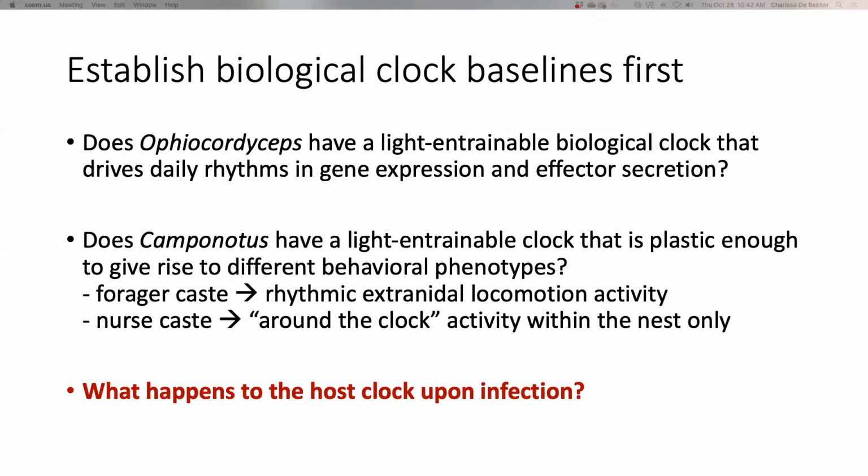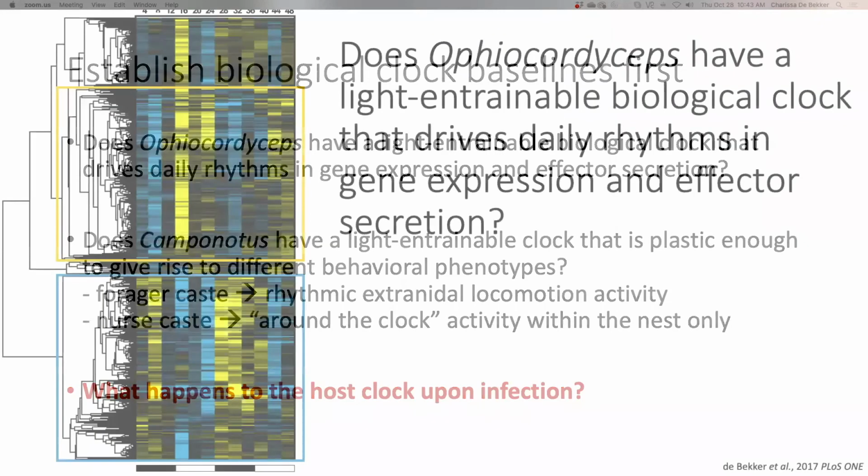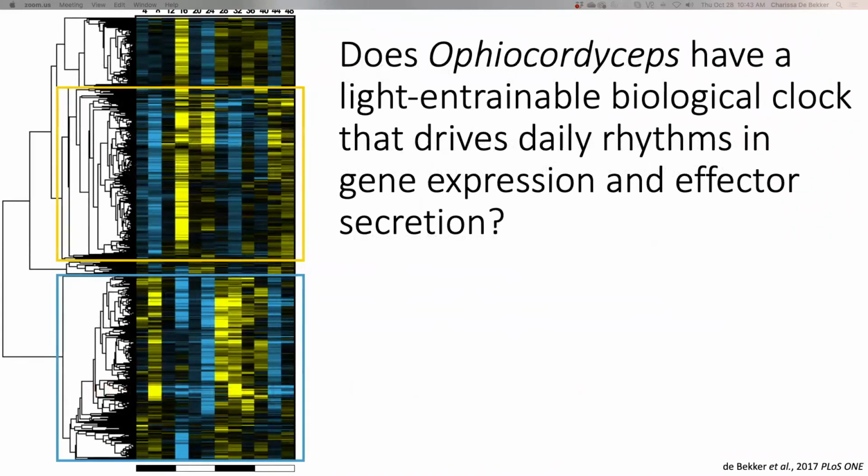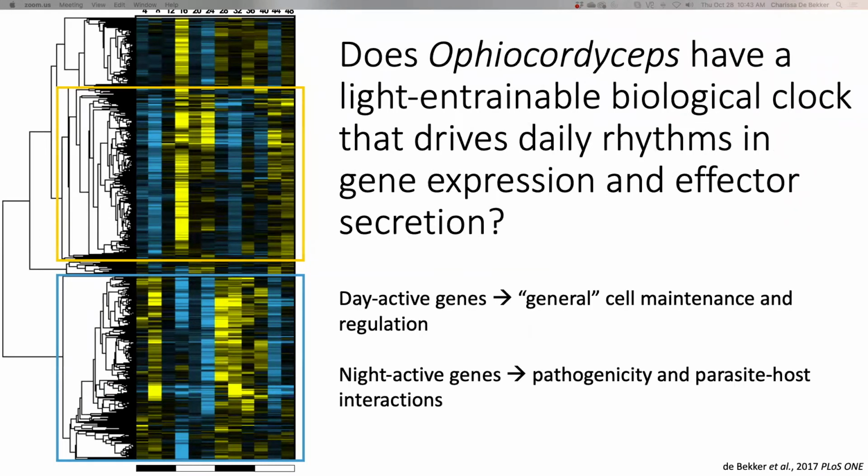So what we first had to do is establish some clock baselines and answer some preliminary questions first before we could go and answer this question: what happens to the host clock upon infection? So the first question that we asked is basically, does Ophiocordyceps have a light entrainable clock? Because that would be important for it to be able to keep time that way. And that drives daily rhythms in gene expression and effector secretion.